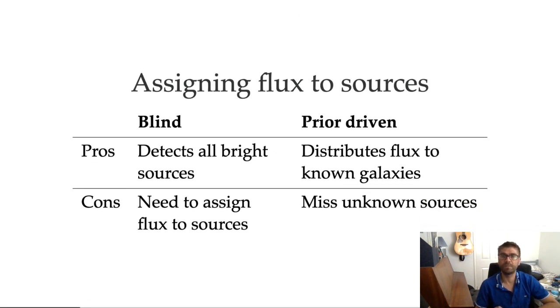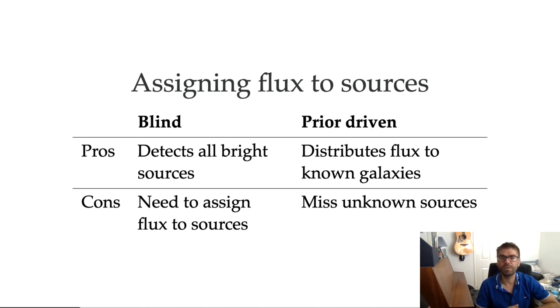Now, traditionally, there are two categories of approaches in trying to distribute the flux to objects within these far-infrared maps. You can take the blind approach, which has the advantage that you will detect all the bright sources, but the disadvantage that you still have the challenge of then matching your blind catalogue to catalogues at the optical and near-infrared wavelengths.